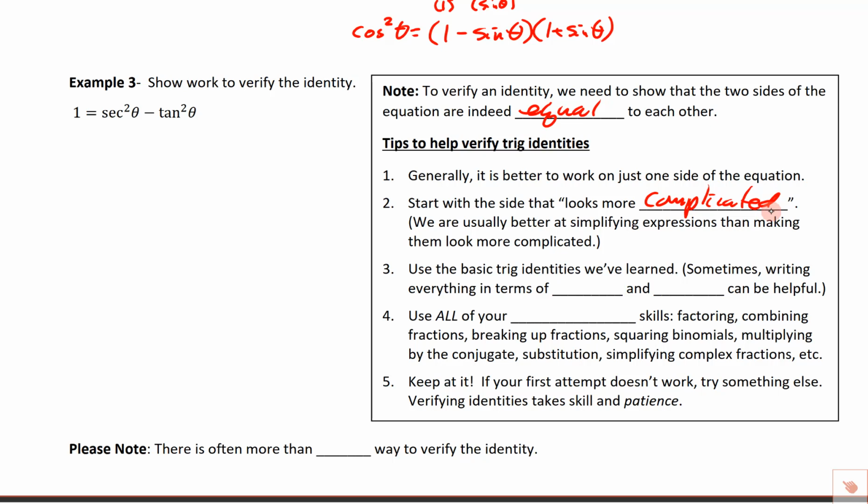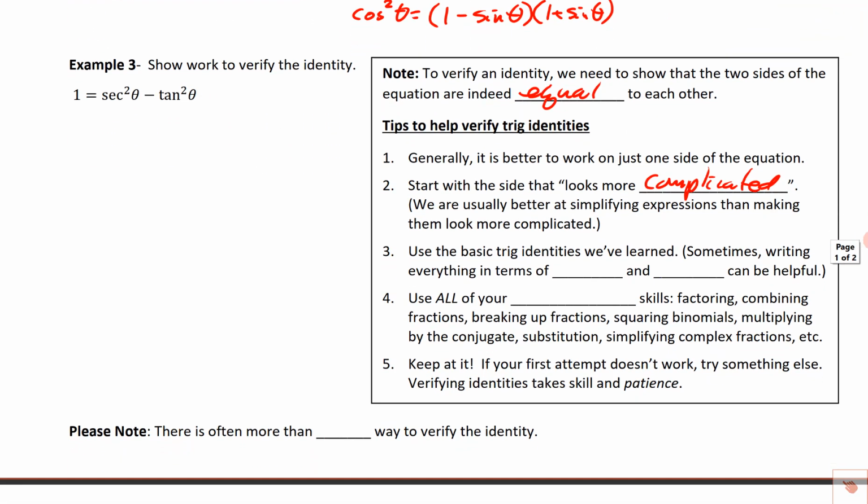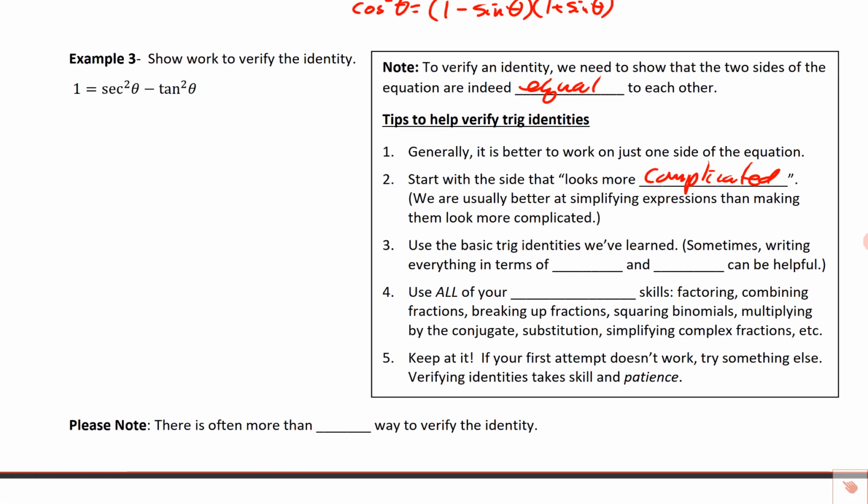The reason we want to work on the side that's more complicated is we have been taught for years to simplify things, and we're pretty good at that. We're not very good at making things look more complex. As an example of that, right up here, this looks great. This looks more complicated. We're not very good at going this way. We're pretty good at going the other way. So we want to work on the complicated side and make it look more simple.